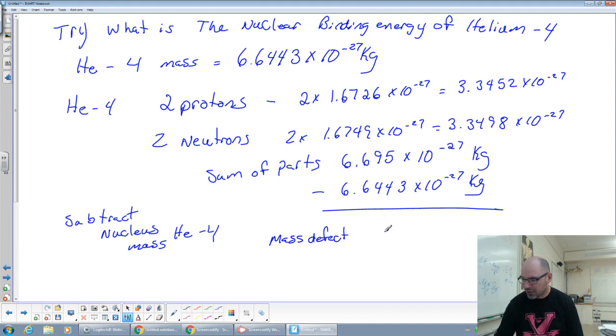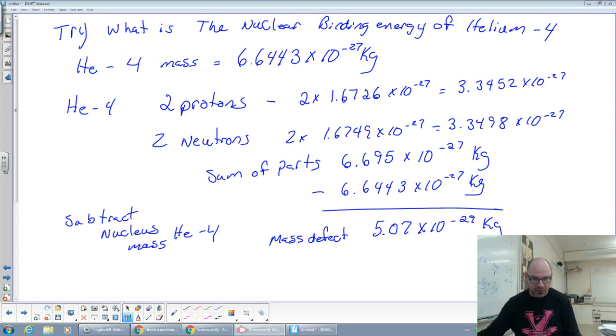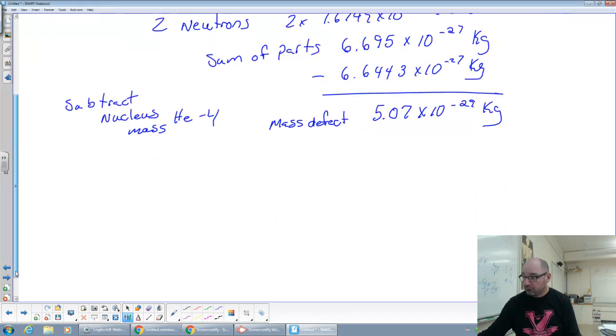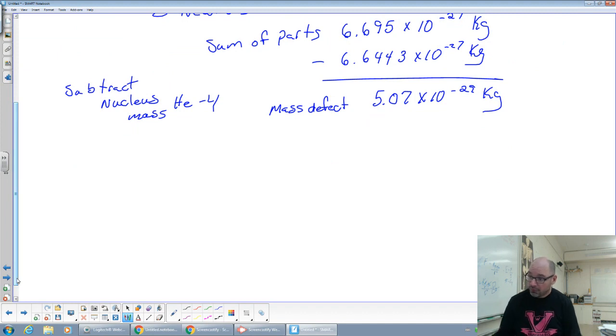So when we subtract this out, it's 5.07 times 10 to the negative 29 kilograms. Okay, so now that we've got the mass defect, we now calculate energy by using Einstein's equation. Einstein's equation is E equals mc squared.